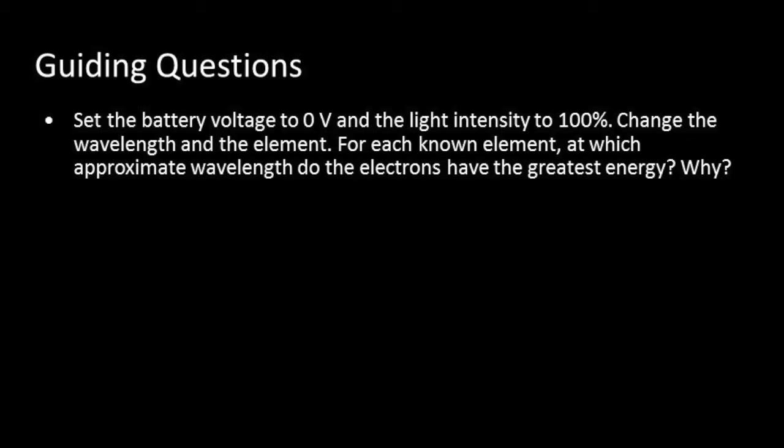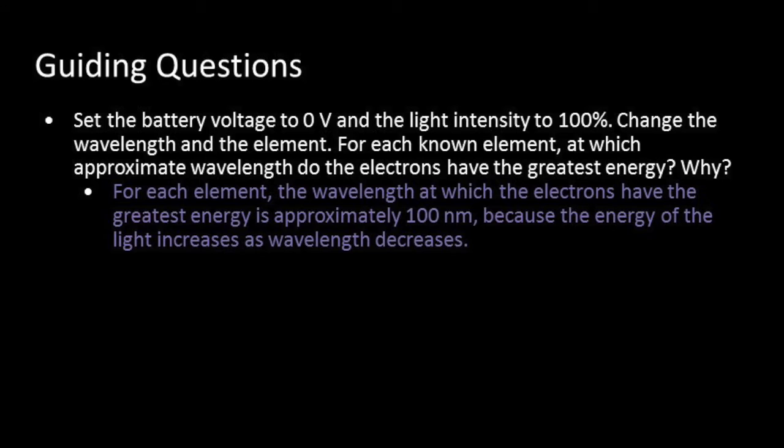Alright, so set the battery voltage to 0 volts and the light intensity to 100%. Change the wavelength in the element. For each known element, at which approximate wavelength do the electrons have the greatest energy? Why? Well, for each element, the wavelength at which the element had the greatest energy is approximately 100 nanometers. This is because the energy of the light increases as wavelength decreases.